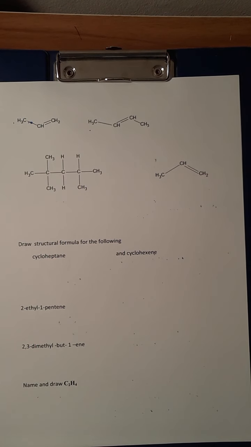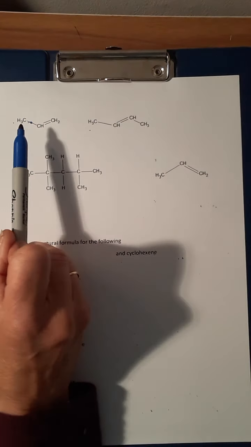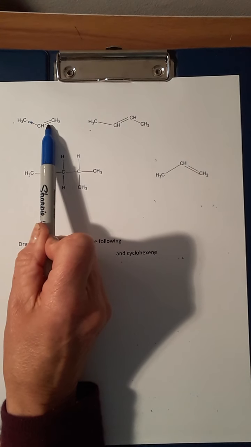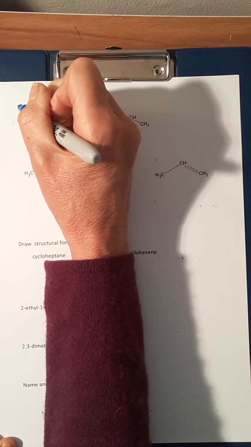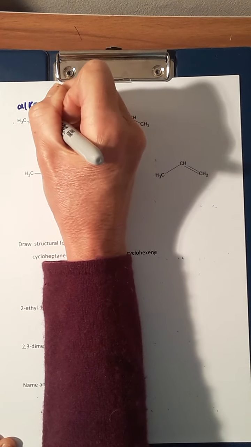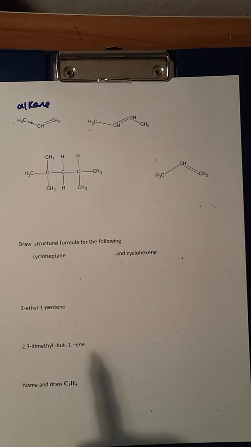What have I got here? I've got a 3-carbon chain, 1, 2, 3, but I've got a double bond. That means it's an alkene. And if it's a 3-carbon alkene, that means it's propene. So this one has to be propene.